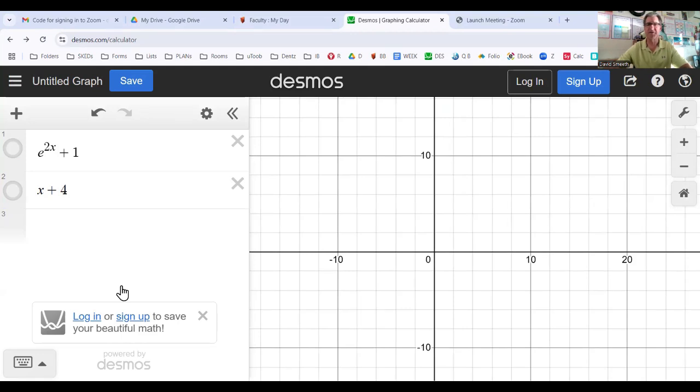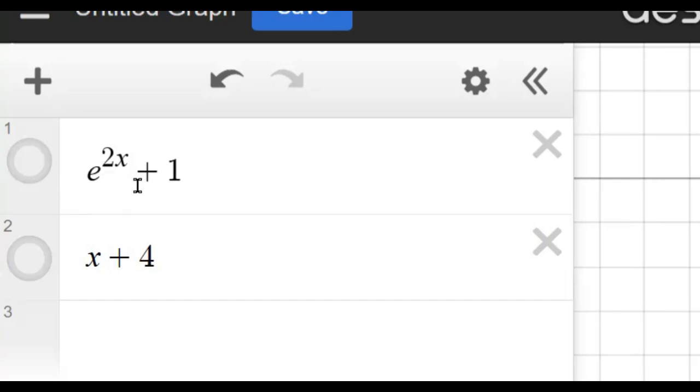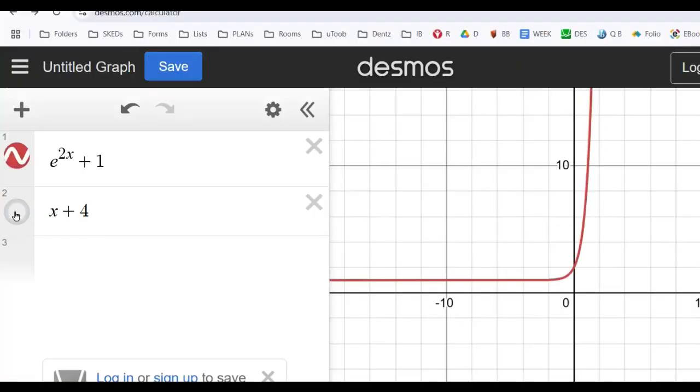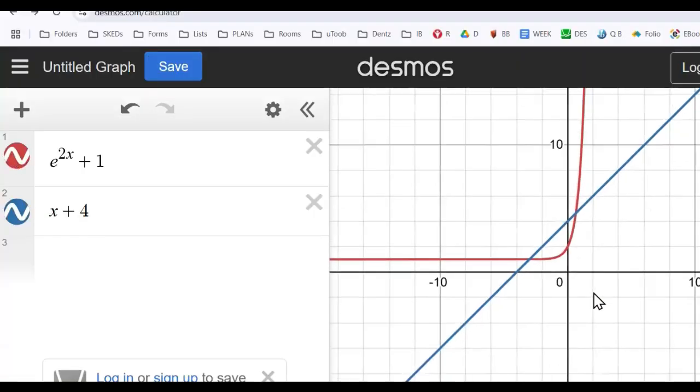Okay, here we are in Desmos, and if you look at the upper left, you're going to see here are my 2 functions. I have e to the 2x plus 1, and I have x plus 4. So I have a function with the natural log in there with an e, and then I have the straight up linear function. So I'm going to go ahead and turn those on by clicking them here. And there's my graph in the center.